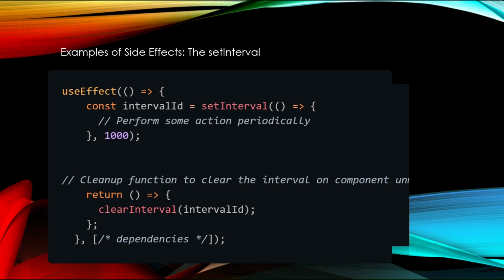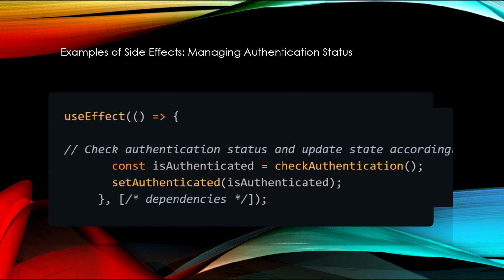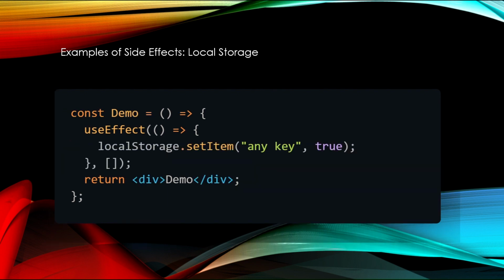So we want to avoid scenarios like that, hence we use the cleanup function to clear the interval. This is another scenario as well. You might want to check if the user is authenticated whenever the component mounts, whenever the dependency changes. We also could work with local storage using the useEffect. So in this case, we're setting a key, let's say any key, to a certain value. This is just an example. Whenever the initial render is done, whenever the component mounts, this will trigger.